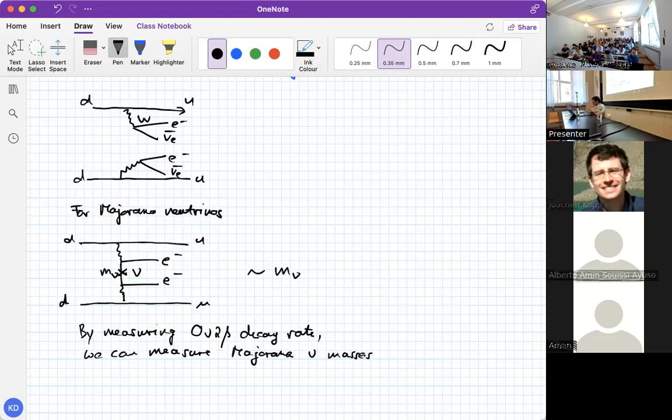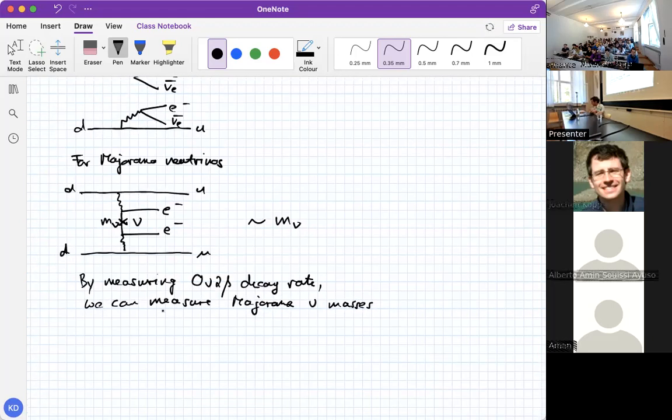So two important comments here. First of all, this works only for Majorana neutrinos. If there are Dirac neutrinos, I cannot connect the two neutrino lines, so this diagram won't exist. I will never ever measure neutrinoless double beta decay. In other words, if I see neutrinoless double beta decay, I immediately know that neutrinos are Majorana particles.